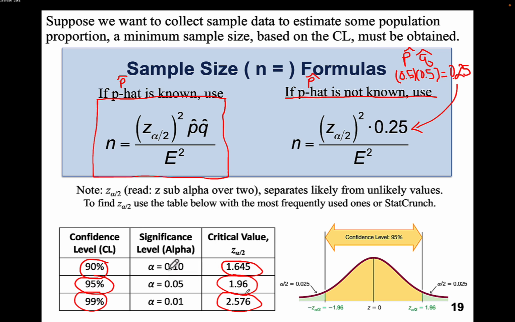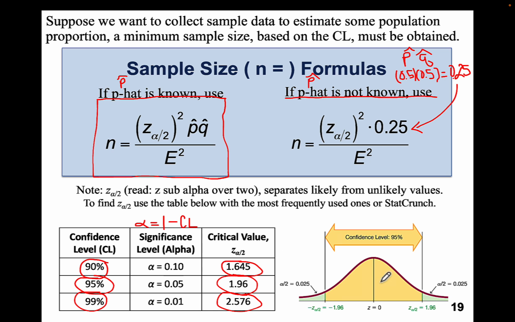Alpha is the complement of the confidence level. So alpha right here came from 1 minus the confidence level, but remember it's the confidence level as a decimal. So 1 minus 0.9 gets us 0.1. 1 minus 0.95, that's where this alpha came from. 1 minus 0.99 gets us 0.01. All these right here, that's the Greek letter alpha. It's called the significance level.